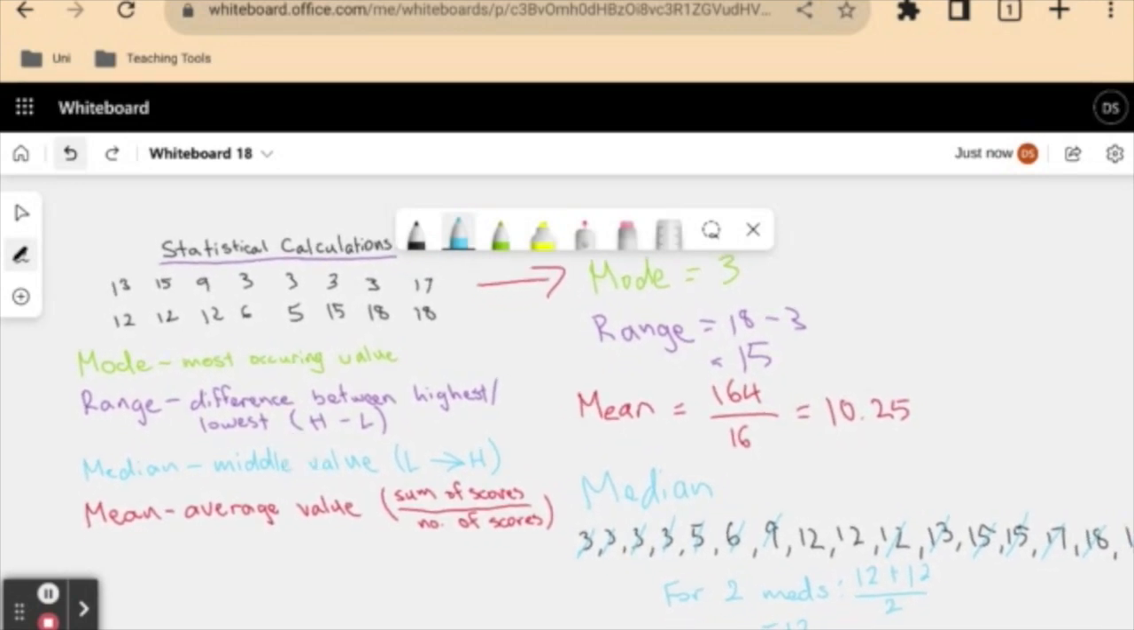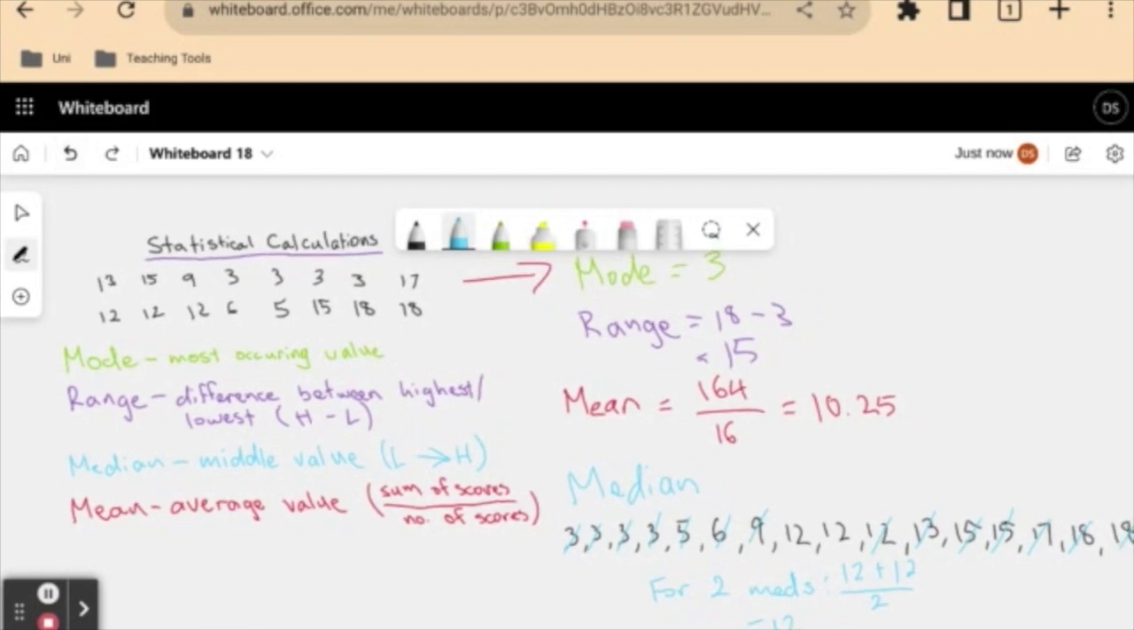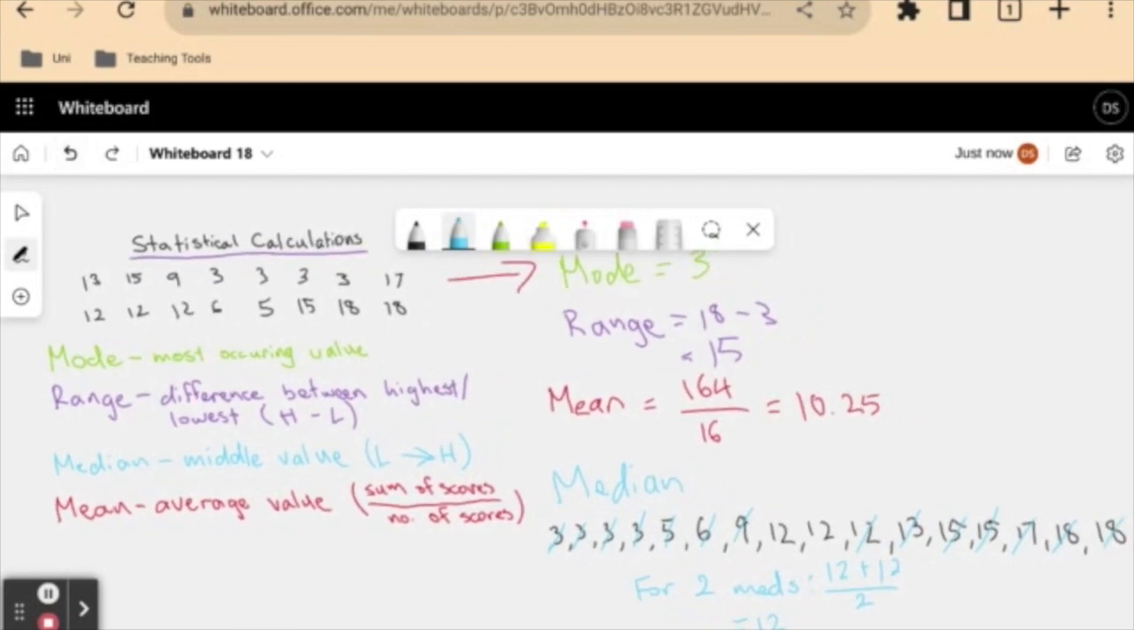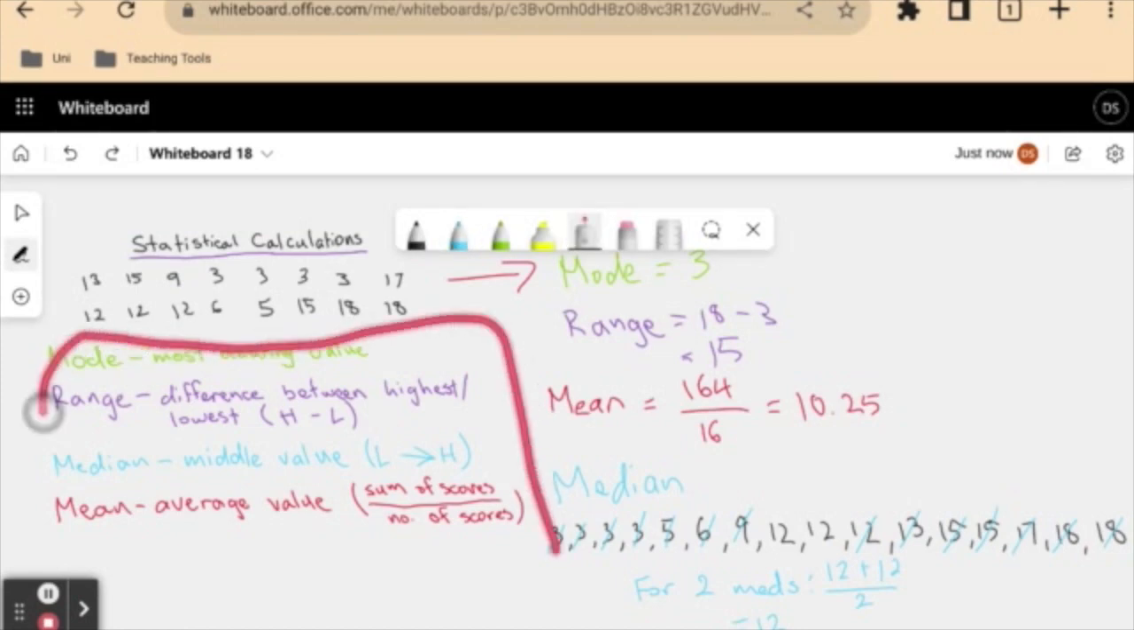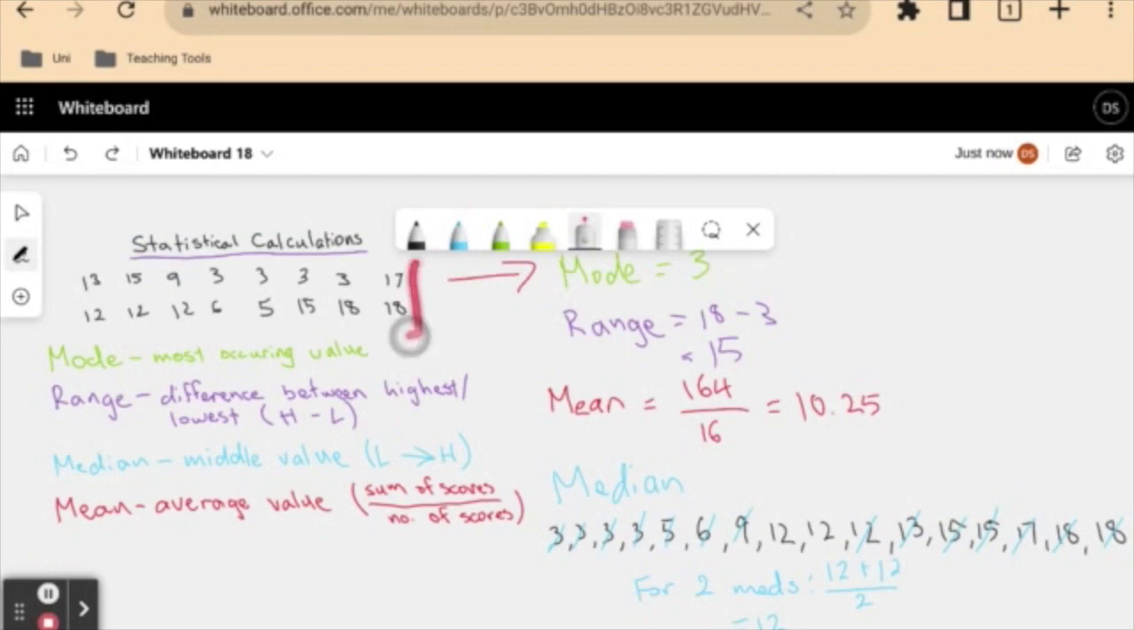But so far, we've been able to use these definitions on the left-hand side, and with our data set in question, calculate the mode, range, mean, and median of this data set. And this is all for the purpose of starting to understand our data, right? Especially with mean and median, we're seeing roughly where the middle ground is for all of our scores.